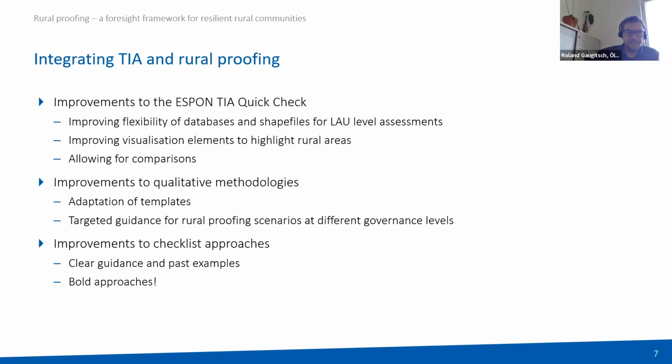And for checklist approaches, which are applied in a lot of countries, the most important aspect was to provide clear guidance and work with past examples. We've seen from a lot of interviews that there were checklists, there was guidance, but people still were asking, how can that be done in practice? I don't know what to do here. So working with past examples for such flexible methodologies was quite important.